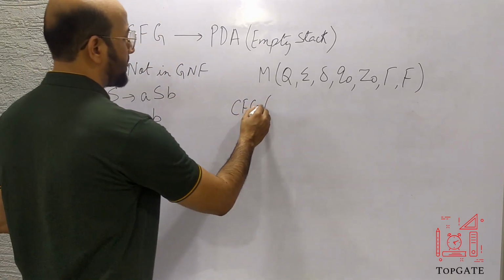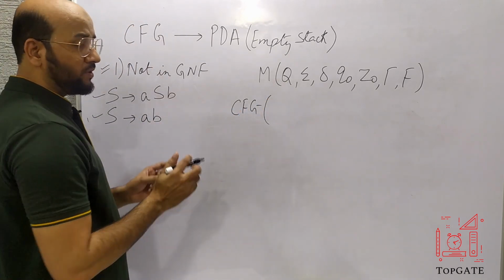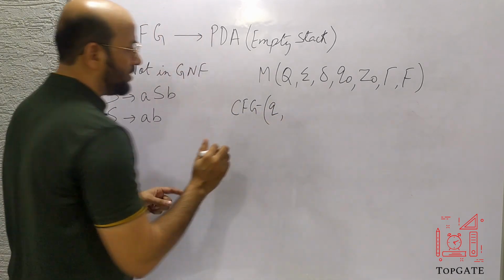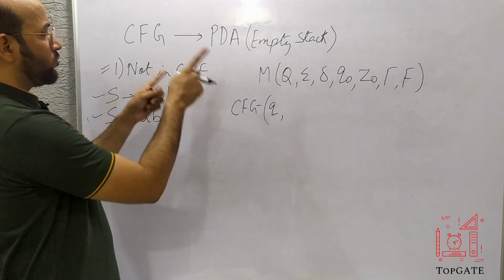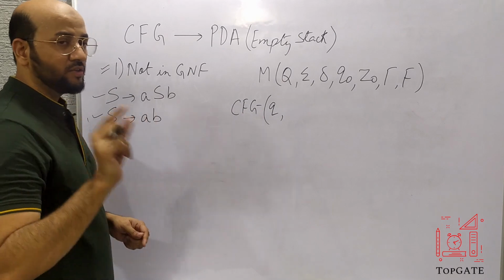Next one is Q. In this CFG, we are assuming that there is only a single state, so we'll write small q here. There is only a single state in this PDA. When we are converting this CFG to a PDA, the PDA we get will have only a single state.